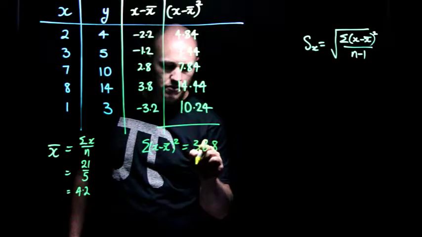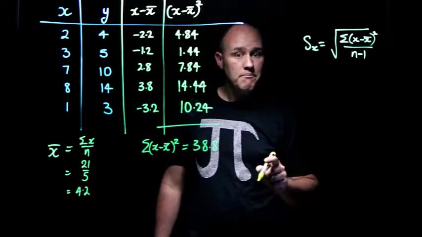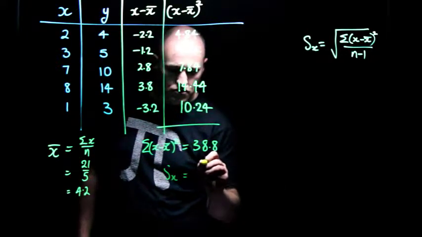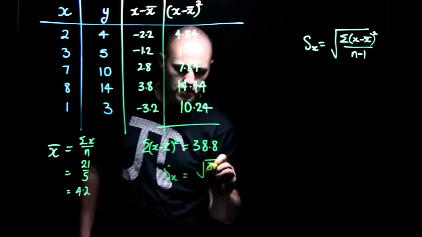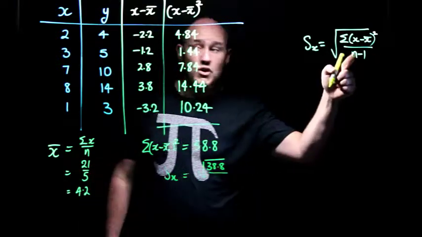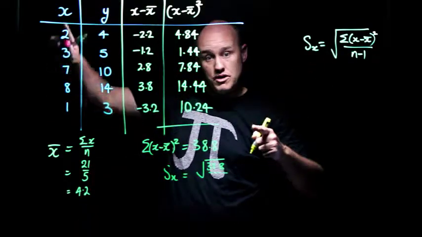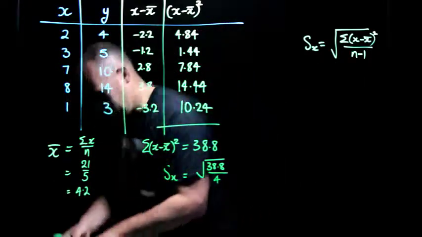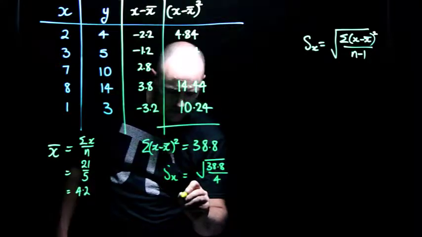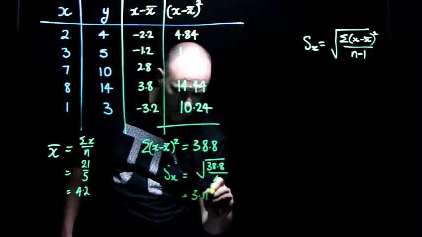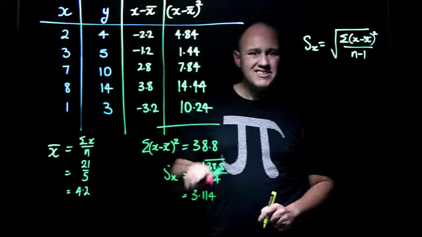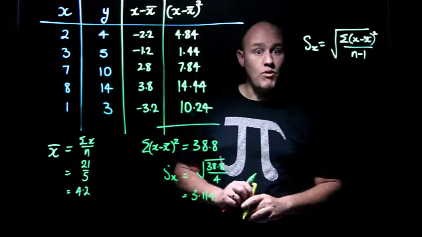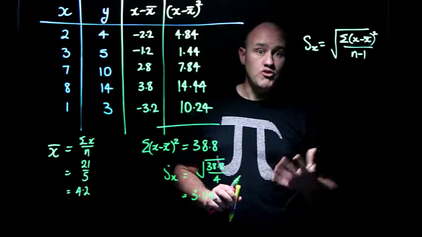38.8 is my sum. And finally, my standard deviation Sx is equal to the square root of 38.8 over n minus 1. N is the number of data points I have. So that's 4 over 4. And that, of course, is equal to 3.114. So Sx, our standard deviation of x, or sample standard deviation, is 3.114. We'll return to another video now.